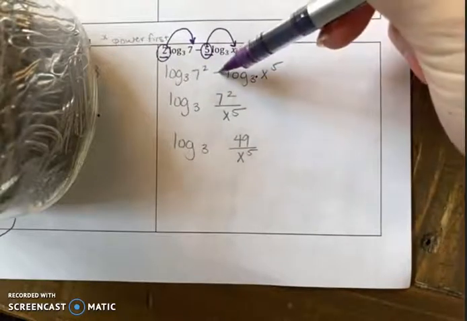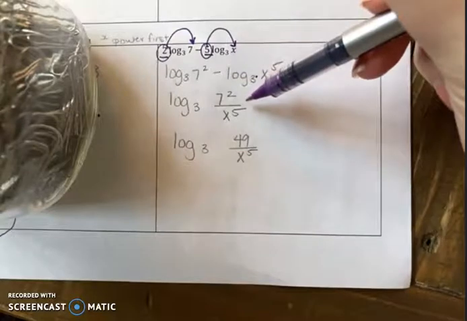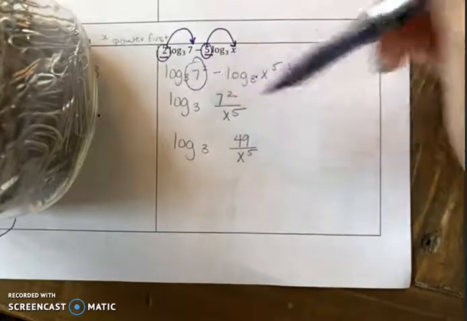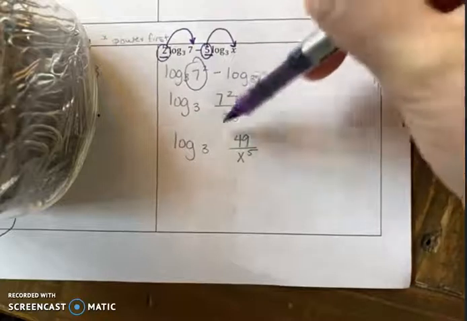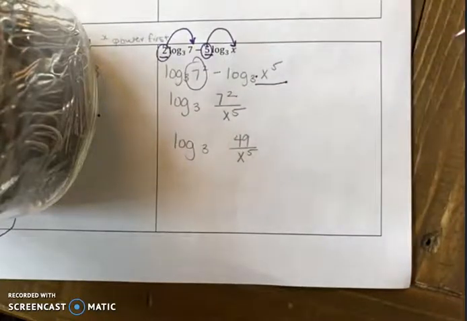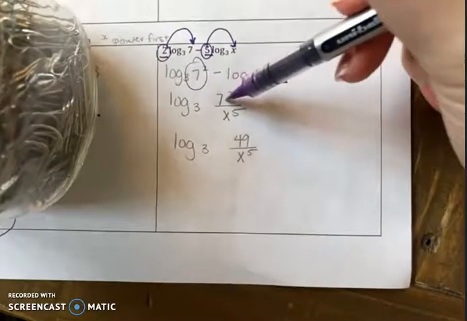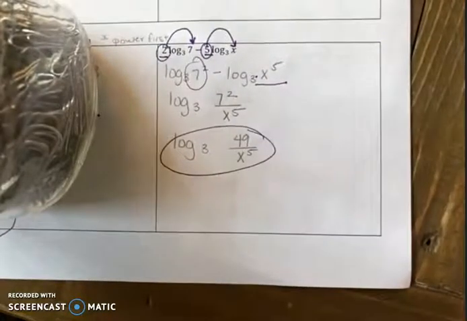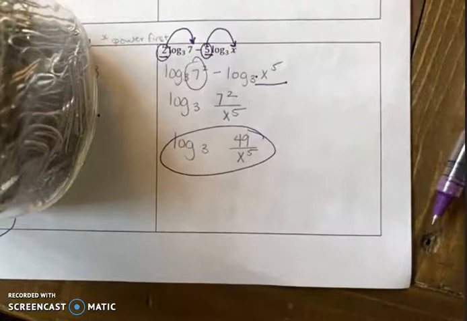Because it's subtraction, I know I need to use the quotient property. Make sure the first term goes in the numerator position and the second term goes in the denominator position. And you always want to simplify your answer if at all possible. 7 squared becomes 49, so you should write your final answer as log base 3 of 49 over x to the 5th power.